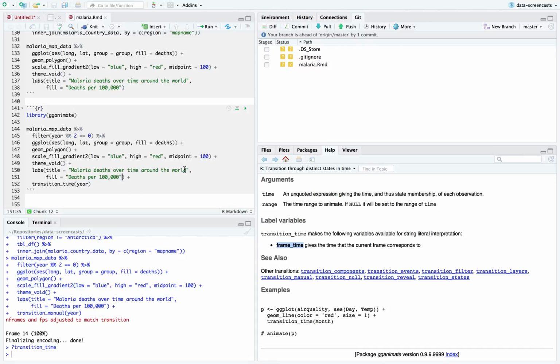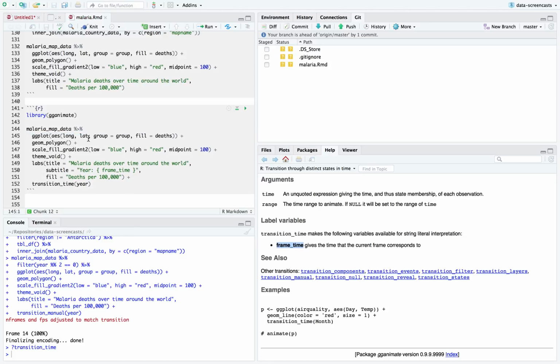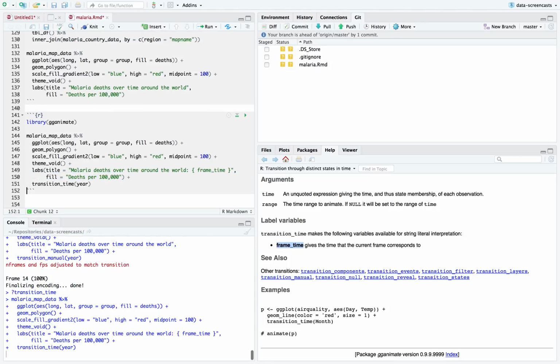So I can say, in fact, I'm going to try doing it in the subtitle. If that works, that'd be pretty cool. If I say year, frame time, I'm going to go for broke here. I'm actually going to put it in the title. I really need to decide that kind of thing ahead of time.